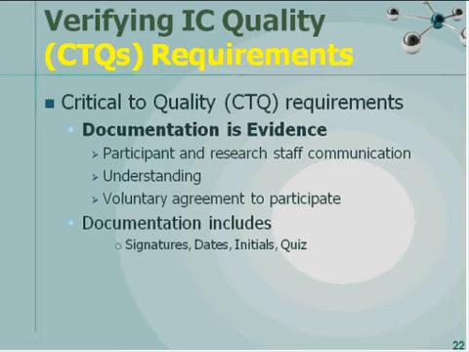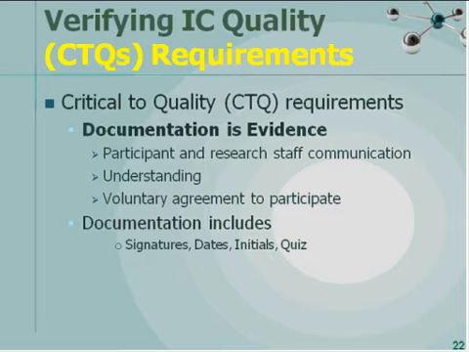If we look at the verifying part of the informed consent quality, we want to make sure that the document, like we said, is our evidence. We want to make sure that documentation shows what we have done with the participant, that the participant has a clear understanding and that it's a voluntary agreement, and that the document was signed correctly, dated correctly, initialed, and the quiz was done properly. That's all part of verifying that the informed consent's quality is there. These are the minimum requirements.